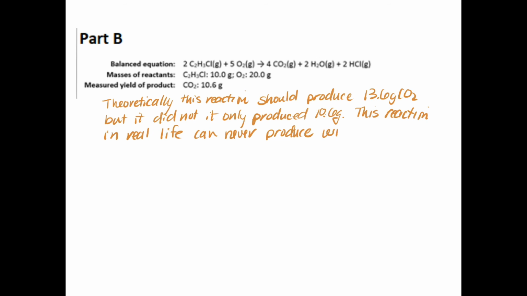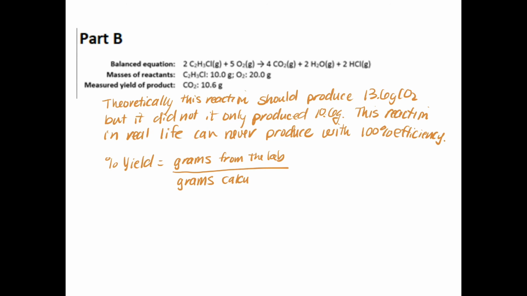So what we're going to do is look at the percent yield equation, which is equal to the grams from the lab, which is our 10.6, divided by the grams from our calculations, which was 13.6, and we're going to multiply by 100 here, and we're going to get a 77.9% yield.